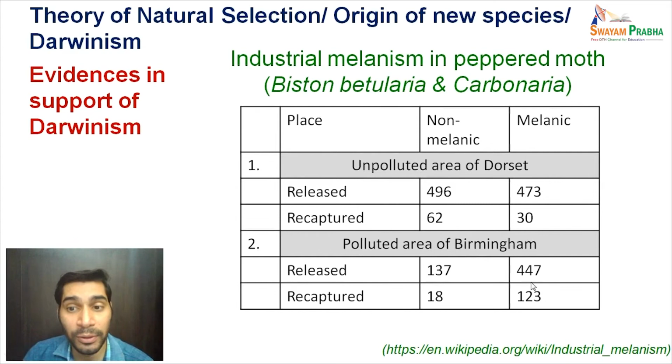Similar is the case with the polluted area of Birmingham. Here they could find melanic form more on recapturing as compared to the non-melanic form. Reason being, in the polluted area, since the tree was dark because of deposition of soot, the non-melanic form could not hide itself and the predator could eat more of non-melanic form. So on recapturing, they could recapture more of melanic form as compared to the non-melanic form. So this is a clear-cut example of natural selection.